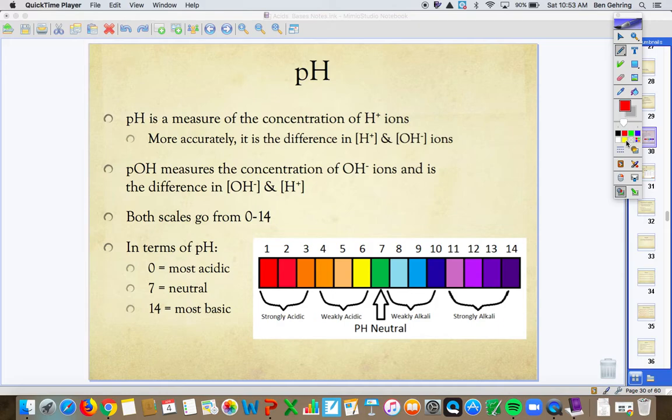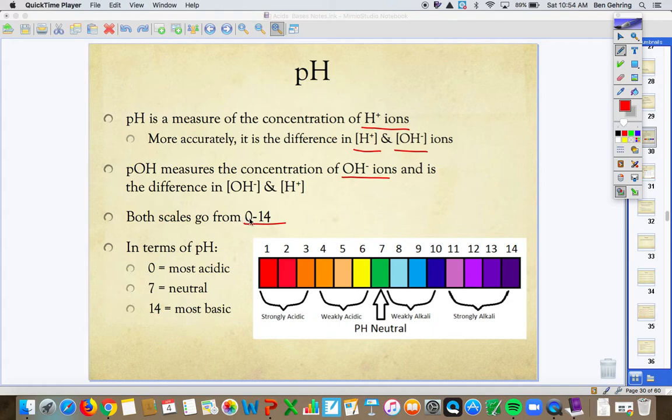When we talk pH, pH measures the concentration of hydrogen ions. That's where the number comes from. And actually, more accurately, it's the difference in hydrogen concentration and hydroxide concentration of those ions. pOH measures the concentration of hydroxide ions, or the difference in hydroxide and hydrogen again, the backwards version. Both scales go from 0 to 14. Typically we use the pH scale, but we can talk pOH as well.